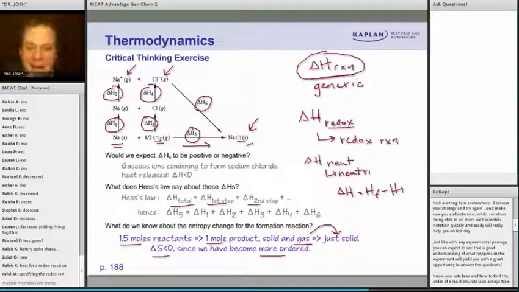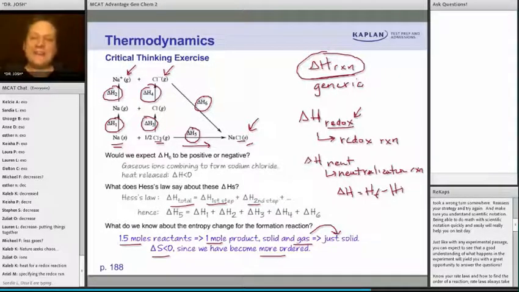Sometimes the MCAT likes to specify. So this would be for a redox reaction, right? Or delta H neut might be for a neutralization reaction.